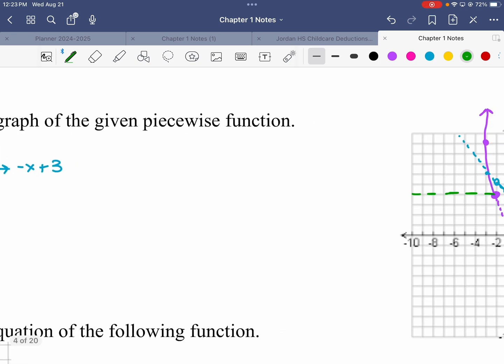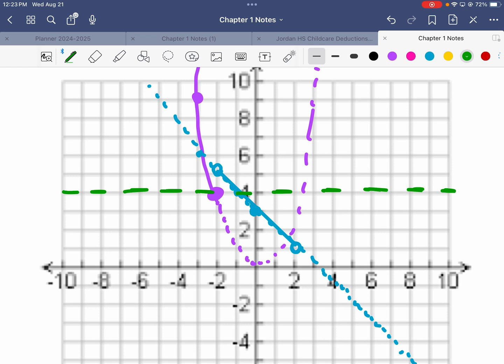X is greater than or equal to 2. So here's where it's 2, and we're going to fill that in because it's or equal to. And then it's this part of it that we actually want.